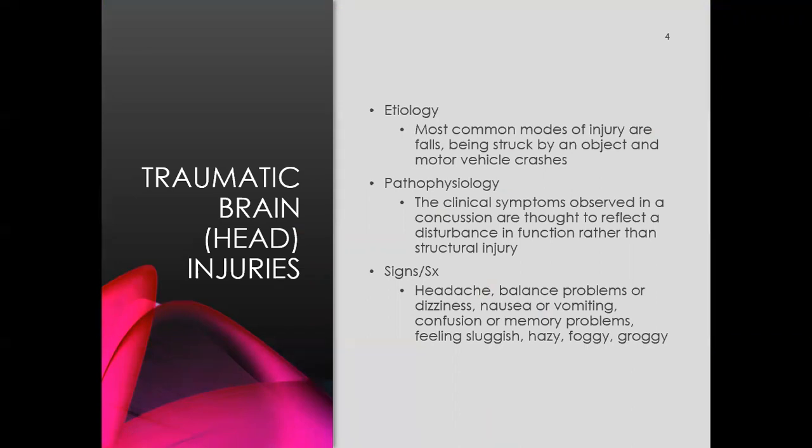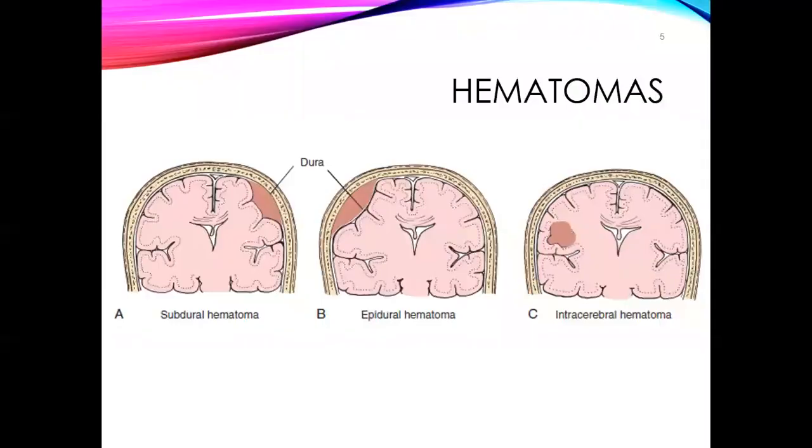Pathophysiology. The clinical symptoms observed in a concussion are thought to reflect a disturbance in function rather than a structural injury. Headache, balance problems, dizziness, nausea or vomiting, confusion or memory problems, feeling sluggish, hazy, foggy, or groggy are the signs and symptoms of a traumatic brain injury.